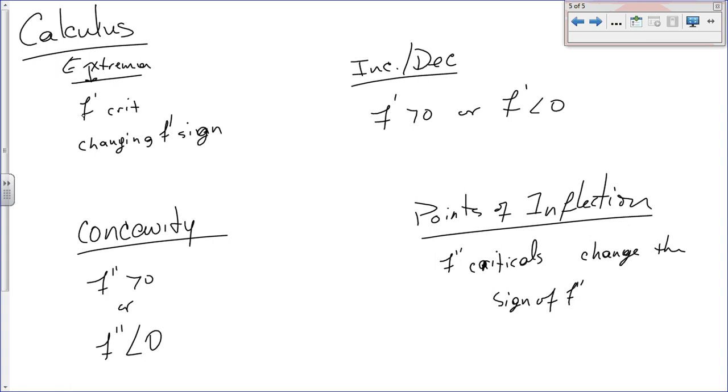Your extrema: if f prime has a critical value and it changes signs, increasing or decreasing, f prime is greater than 0 or f prime is less than 0. Your concavity, f double prime is greater than 0 or less than 0. Then of course your points of inflection, if the criticals of your f double prime change the sign of f double prime, then it is a point of inflection. That's what we went over previously. You should remember that.